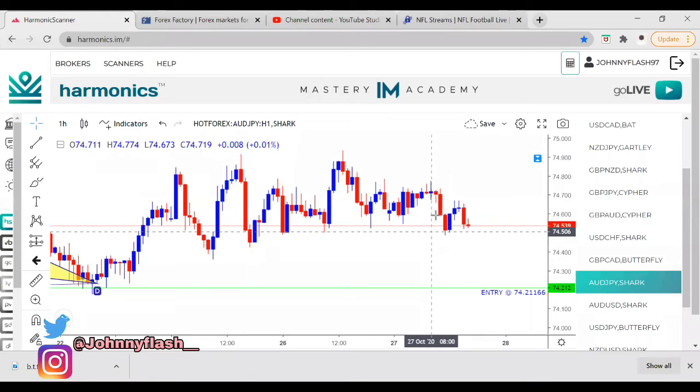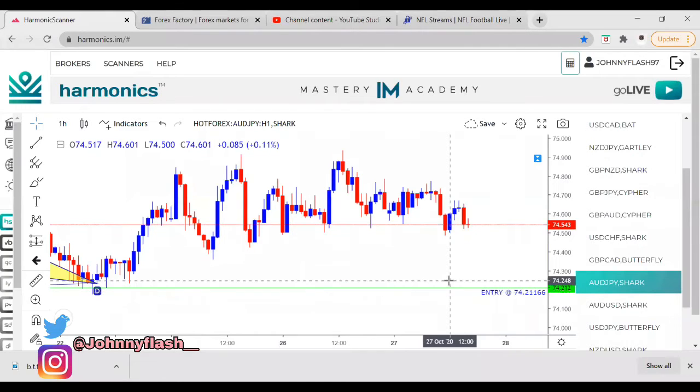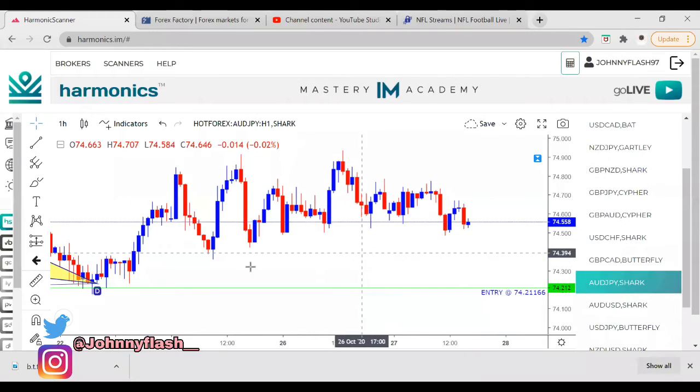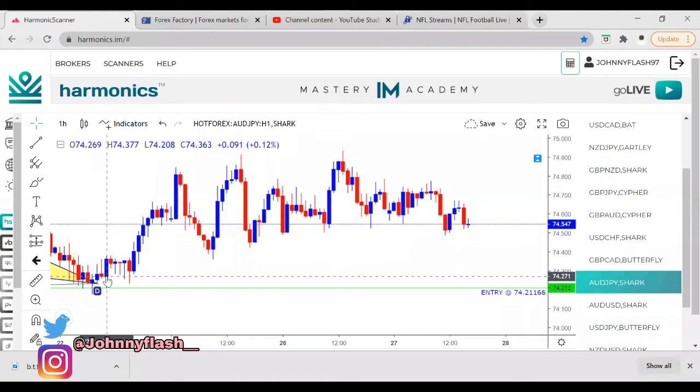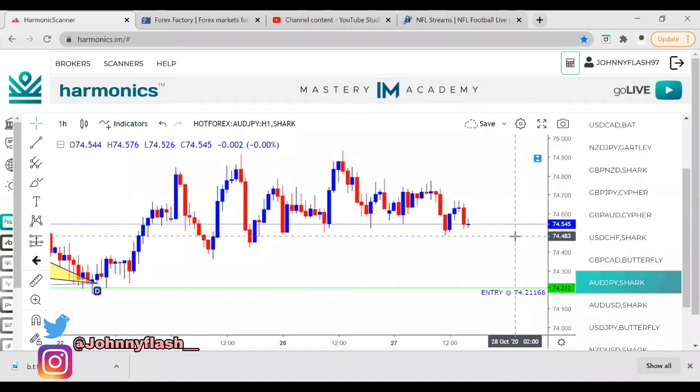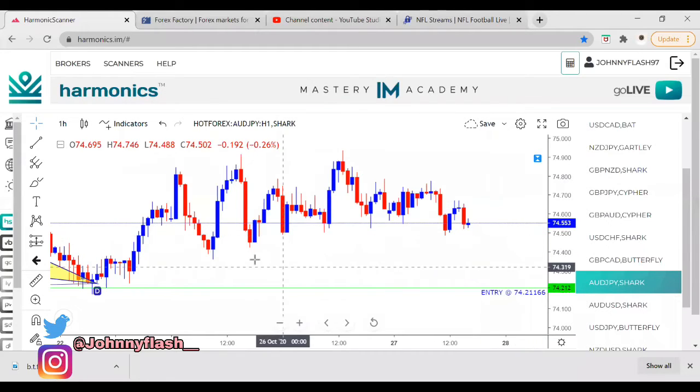AUDJPY for the buy. Why? Because the D is at the bottom now. Instead of it being at the top, the D is at the bottom. And now what we want is a blue candle to be above this green line. That's what we want. We don't want one that's still going up and down. We want one that's already situated. It's not moving. It's done for me. That's what we want.